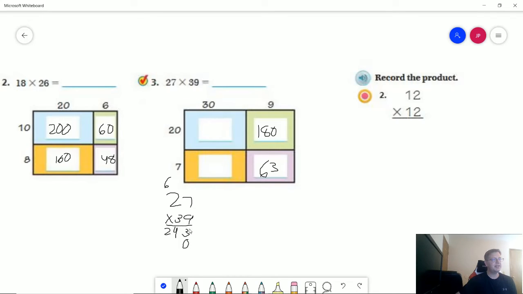I would bring a 0 down to represent the fact that I'm doing 30 times 7, which would give me 210. And then 30 times 20 would give me 600. That would give me 810. When I add both of those together, I would get my answer of 1053.